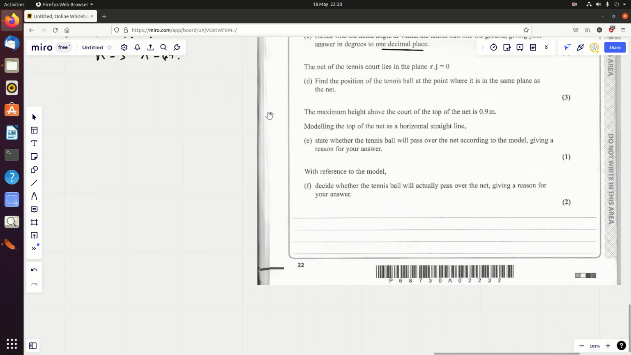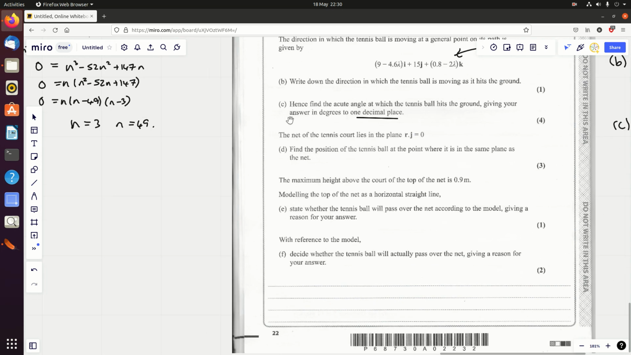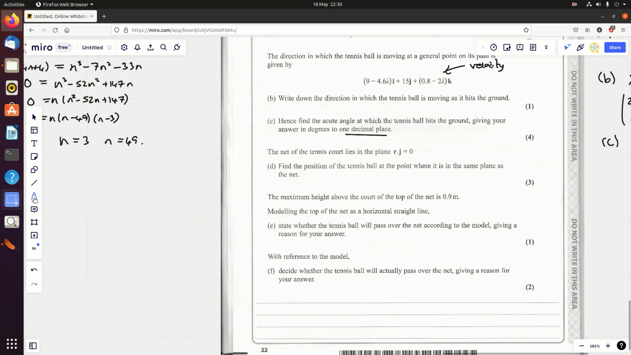Okay, the net of the tennis court lies in the plane r.j equals 0. Now that r is not the same as the r they used earlier. r is just a general point. It stands for x, y, z really.